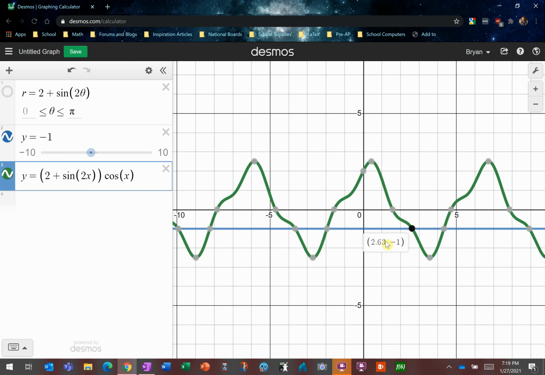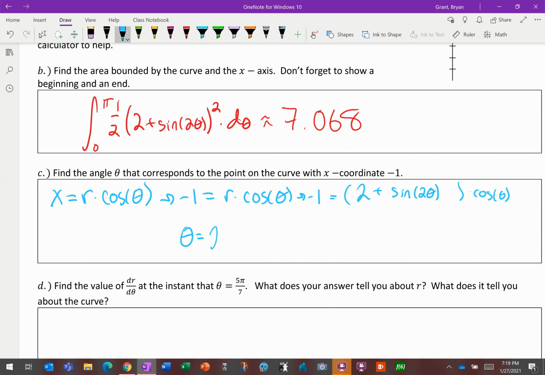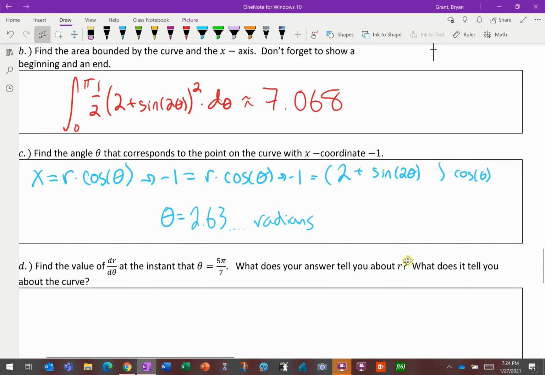And this is kind of the downside of Desmos right here, is that it doesn't go far enough in terms of decimal places. So hopefully you're using a graphing calculator that does go further. I'm actually not sure how to force Desmos to go further than that, but 2.63 something radians. So we can actually check this answer.